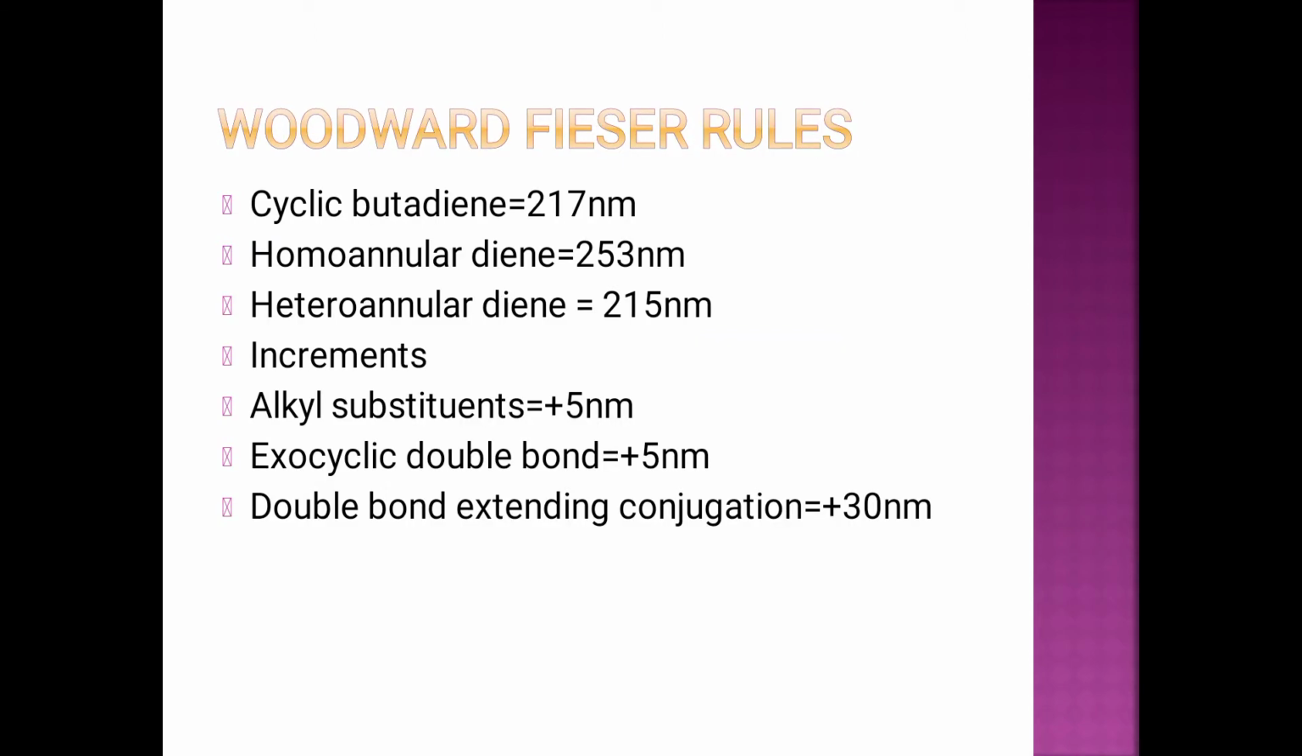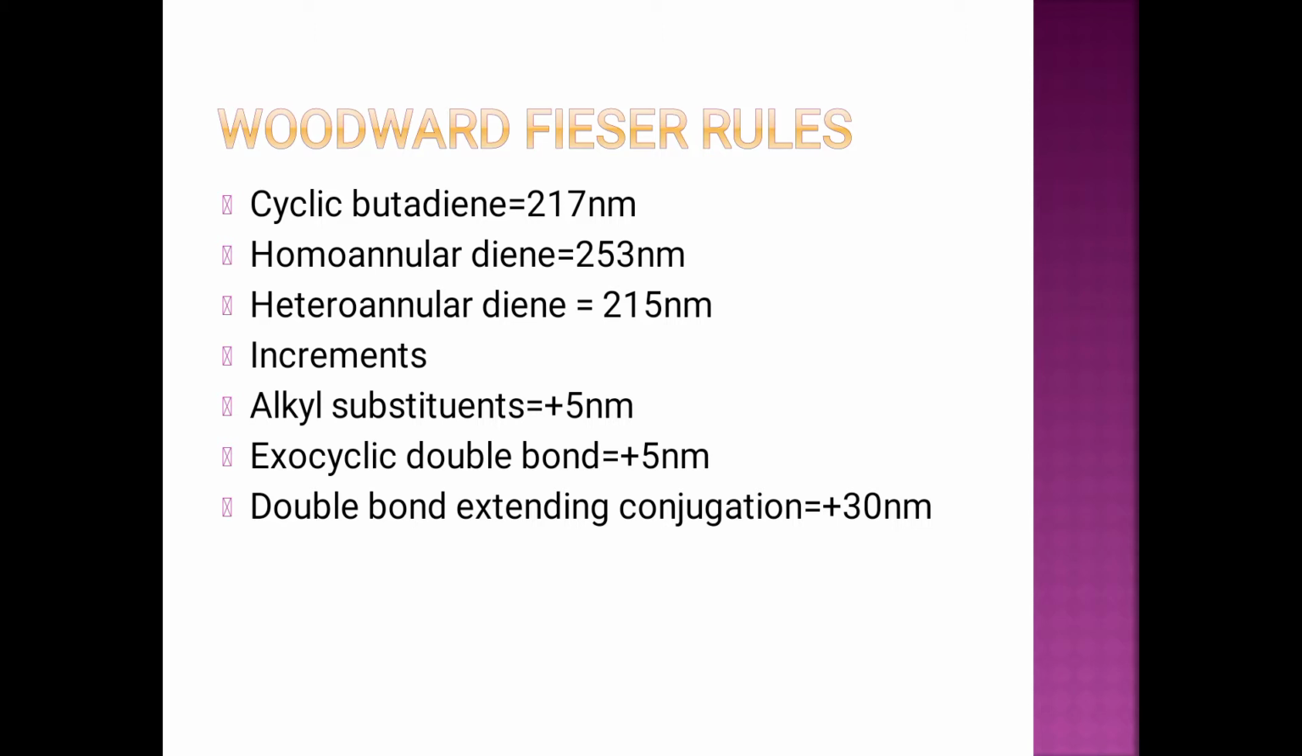First up, we have the Woodward Fieser rules. These rules help you in determining the lambda max value for a given compound. For the cyclic butadiene, you have 217 nanometers. For homoannular diene, you have 253 nanometers. Homoannular diene meaning both the double bonds lie within the same ring. I will show you in the coming slides. Heteroannular diene meaning the double bonds lie in two separate rings.